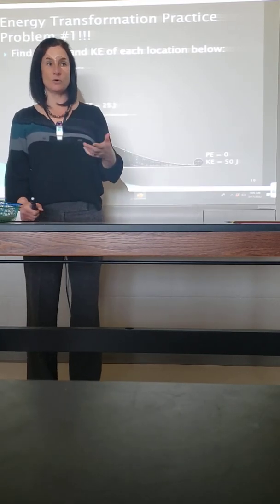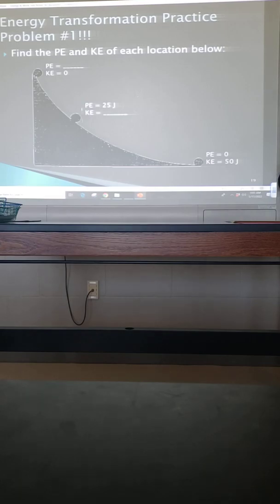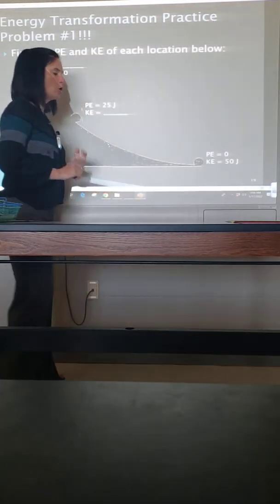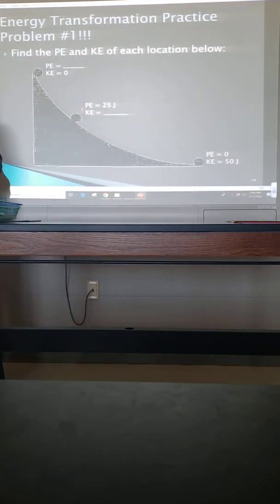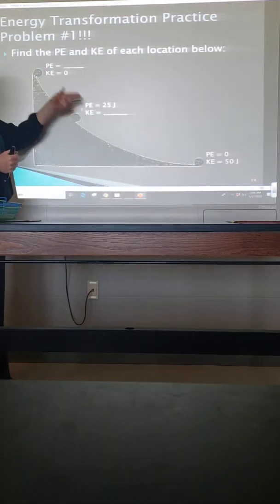So if we use the idea of total mechanical energy, the equation for total mechanical, and I'll put that over here, is TME equals KE plus PE. If we have our kinetic and our potential, like they give us here, what's our total for this little ramp system? What is our total mechanical energy? 50 joules, right? So if we know that we have 50 joules total, then we can use that to help us figure out these two.